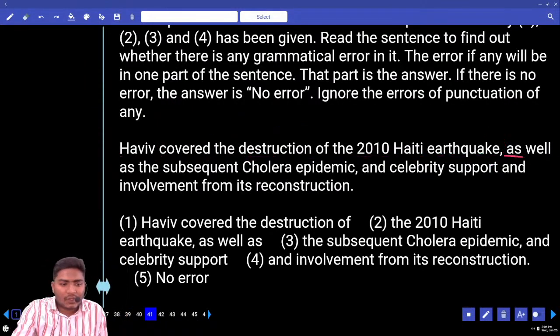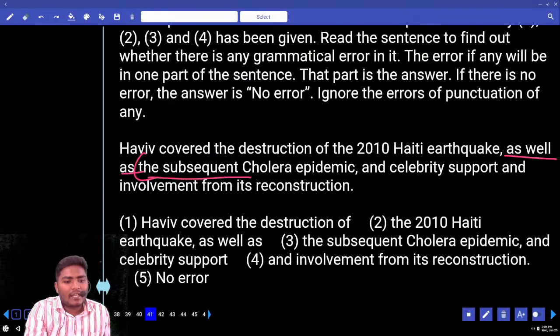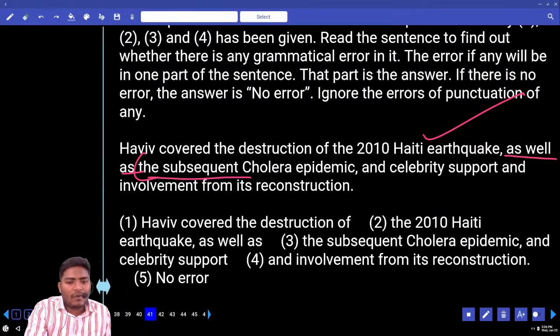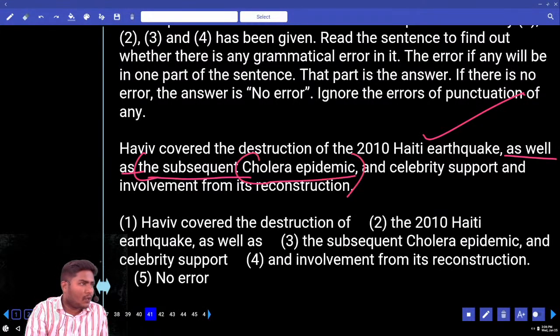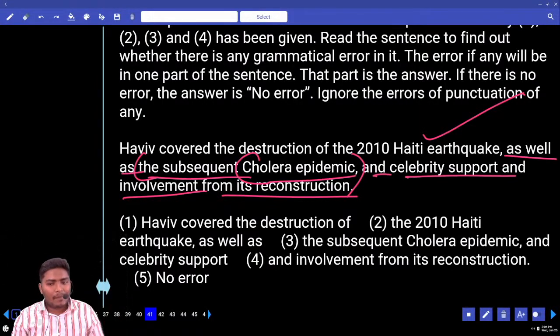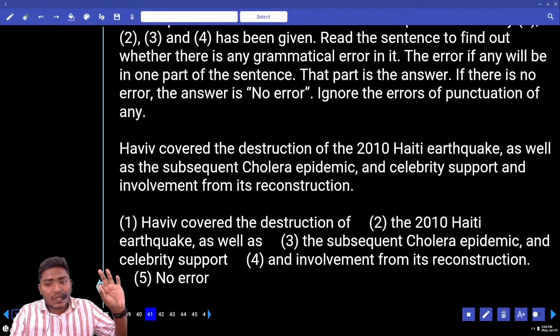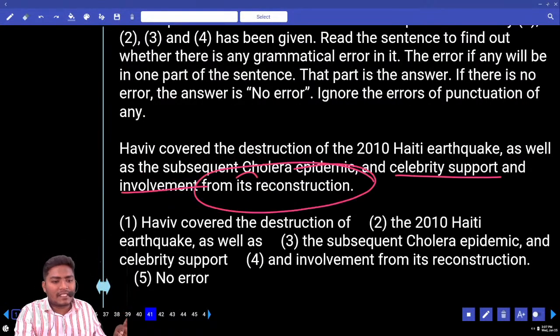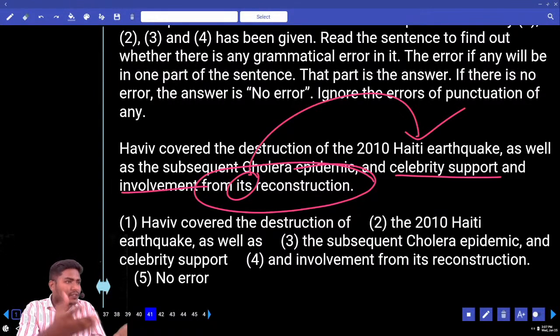Next one: as well as, he also did something, as well as what? As well as the subsequent. What is meant by subsequent? Next. First he covered the Haiti earthquake. Next, he also covered the cholera epidemic. Okay. Next, celebrity support and involvement from its reconstruction. See, in Haiti there was an earthquake. Later there was an epidemic, and later he also covered celebrity support and involvement from its reconstruction. It refers to this place, Haiti's reconstruction.